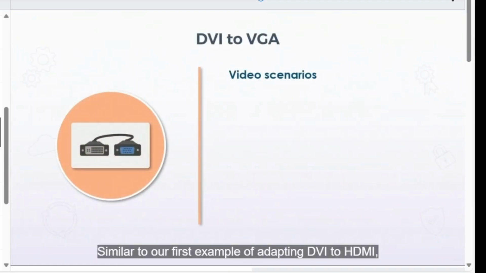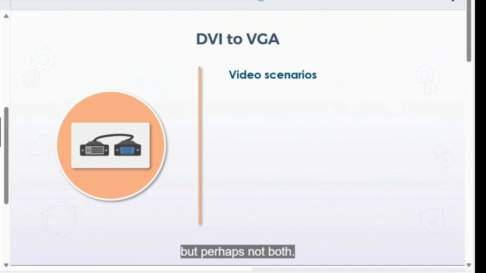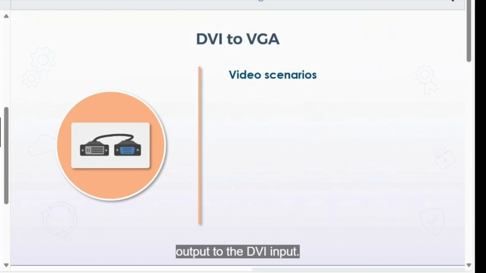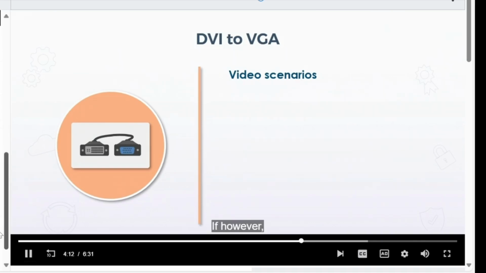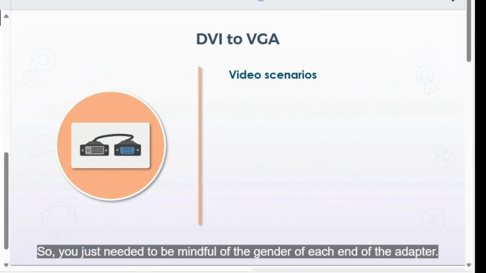Similar to our first example of adapting DVI to HDMI, you can also adapt DVI to VGA. Now, while both of these interfaces would be considered to be out of date by today's standards, when DVI was starting to become more common, there were situations wherein it was either the computer or the monitor that might have been upgraded, but perhaps not both. So, for instance, if you had purchased a newer monitor for an older computer, you would need to adapt from the VGA output to the DVI input. If, however, you bought a new computer for use with an older monitor, then of course the exact opposite would apply. So you just needed to be mindful of the gender of each end of the adapter.